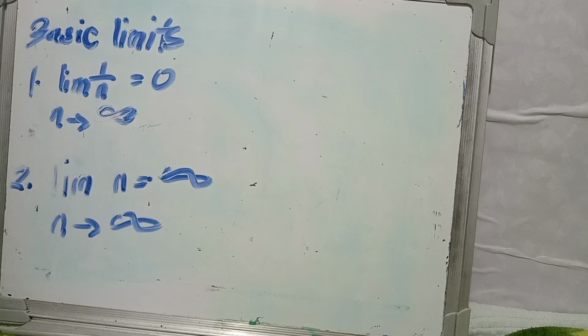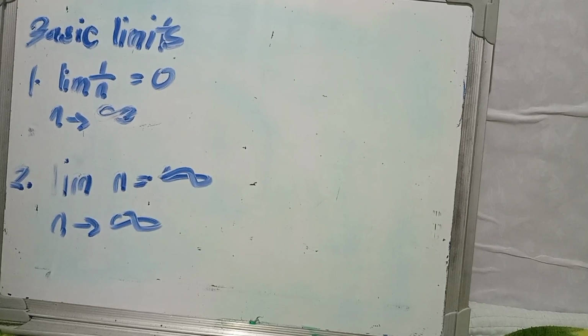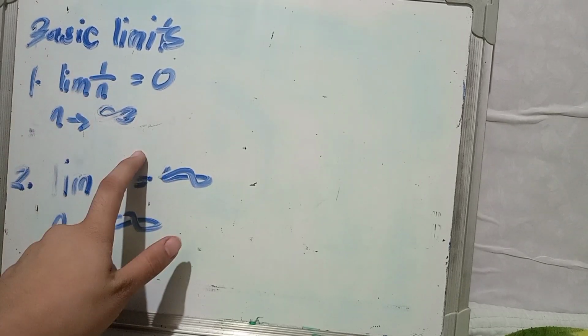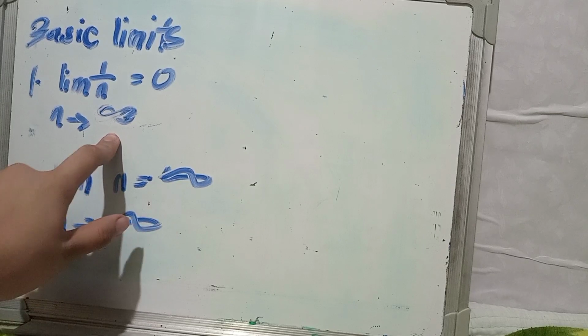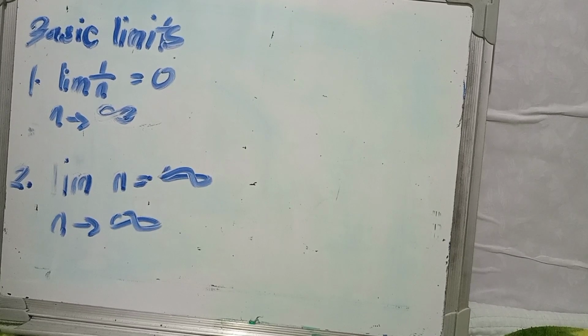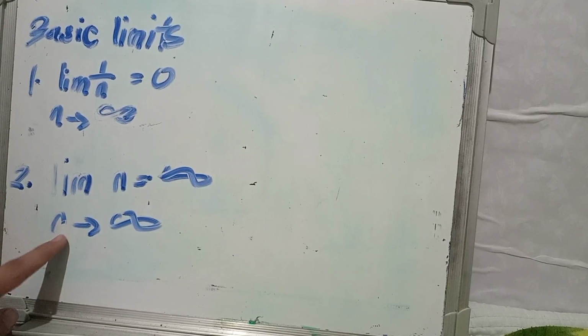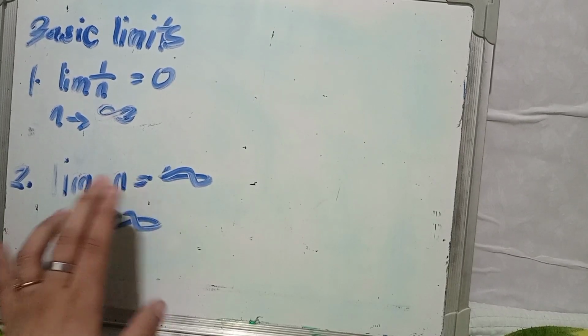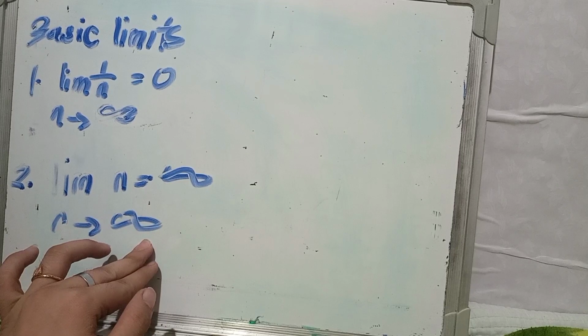The limit of a sub n is equal to n as n increases without bound. So we have here the basic limits. Number one, the limit of 1 over n is equal to 0, where n is infinity. And the second, the limit of n is equal to infinity, where n is infinity. We're going to assume that our value of n is infinity.